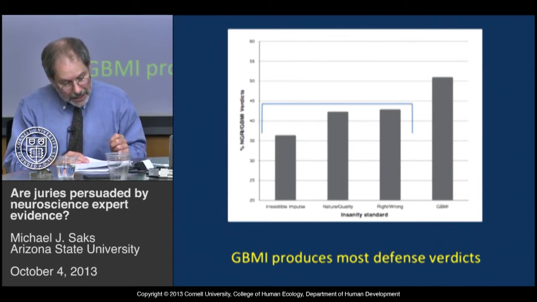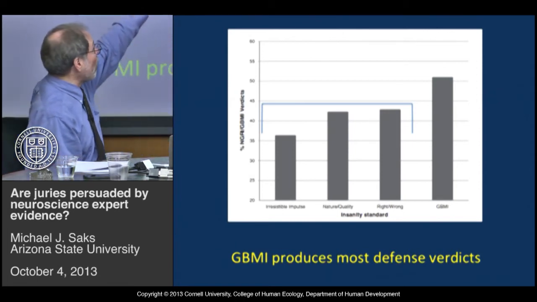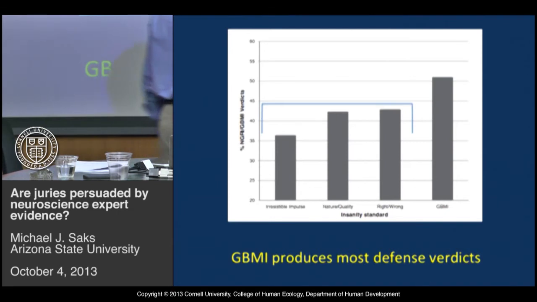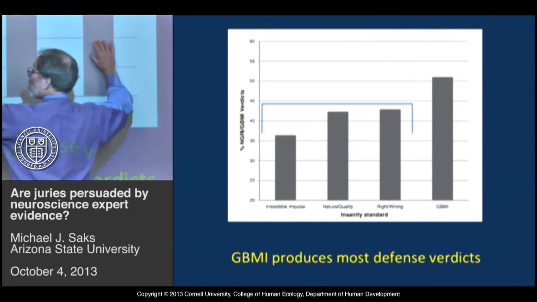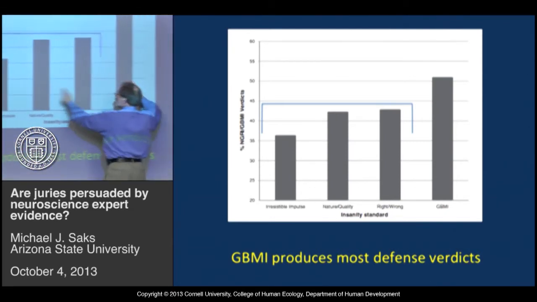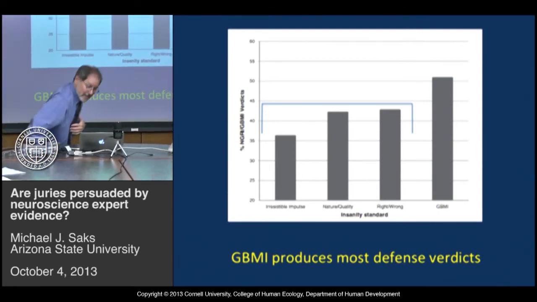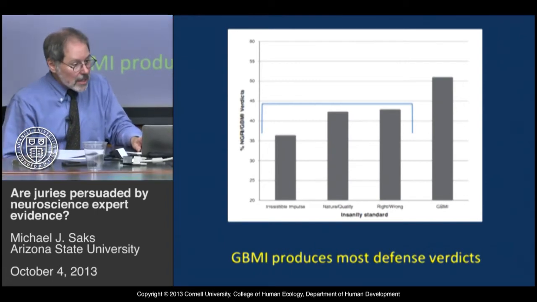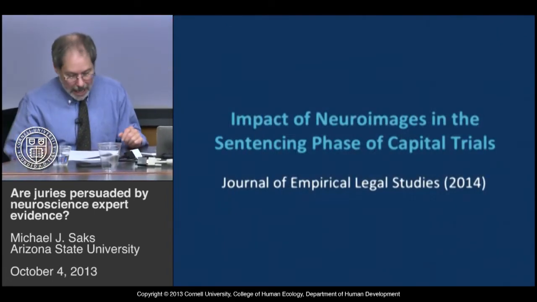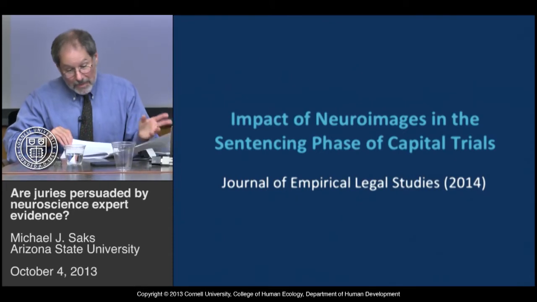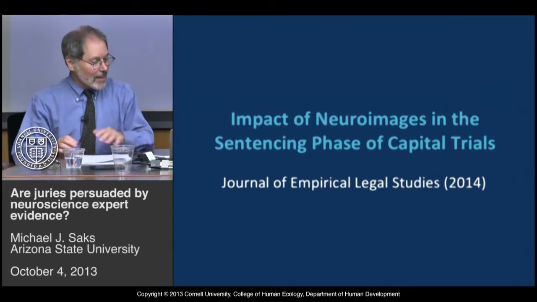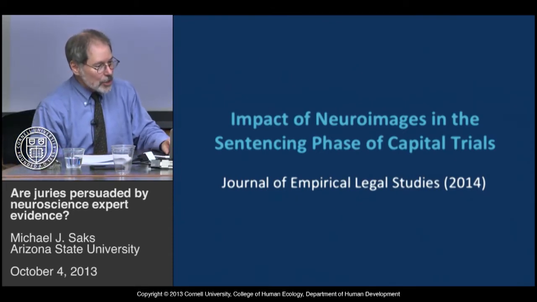Only marginally, the others, okay, wait. Guilty but mentally ill significantly differed. Oh, even that tall bar was significantly different only from irresistible impulse. It was marginally significant, even with our big N, from the other insanity conditions. And now the best news, maybe, for those who wanted to see the images do something.